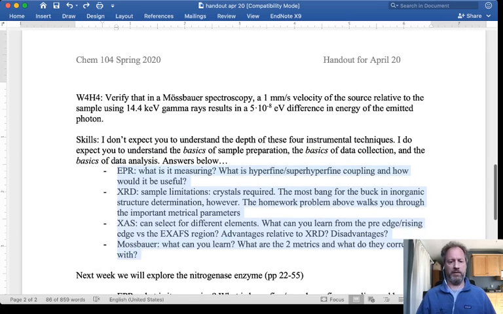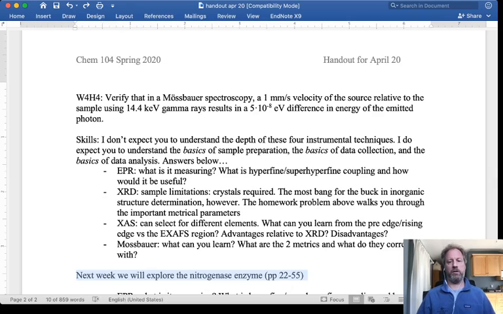And then finally, next week, the last week of school, we're going to explore the nitrogenase enzyme, which is my favorite enzyme. I'm sure that those page numbers are not correct. It's the last section of the book, so I'll update that before I post this on Sakai. But the nitrogenase enzyme is my favorite enzyme.